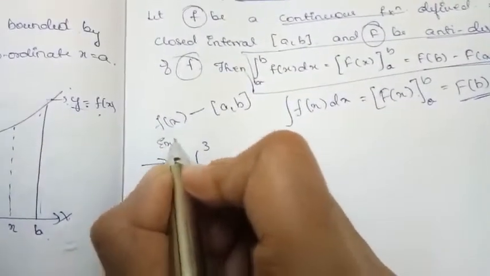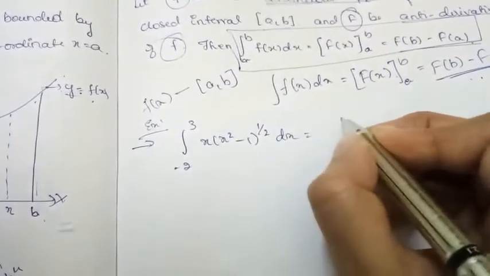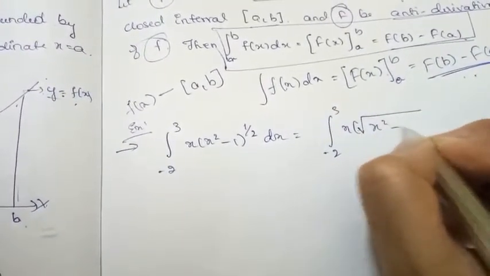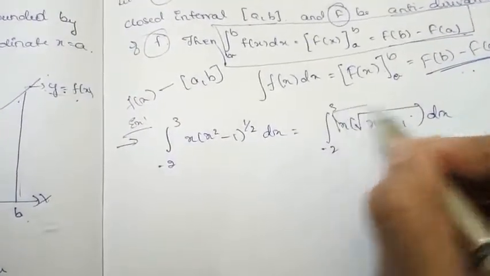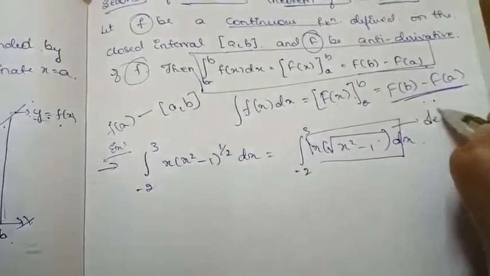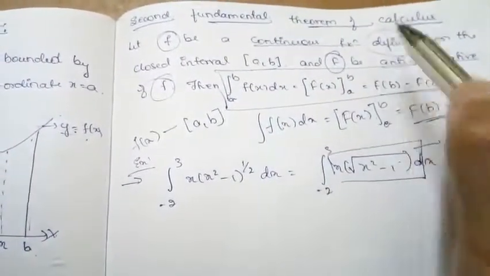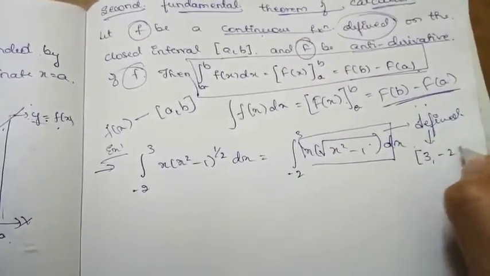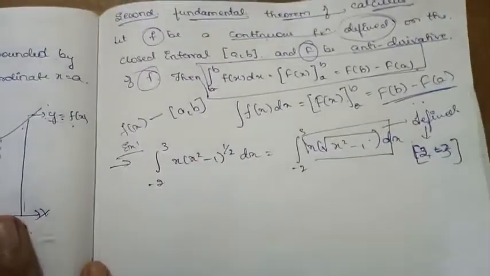Here is one example. We need to find the integral of this function. We can write this integral from -2 to 3 of x into square root of x square minus 1 into dx. Before finding the integral of a given function, we should check whether the function is defined. The theorem says the function should be continuous on the closed interval, so we should check whether the given function is defined upon the closed interval -2 to 3.